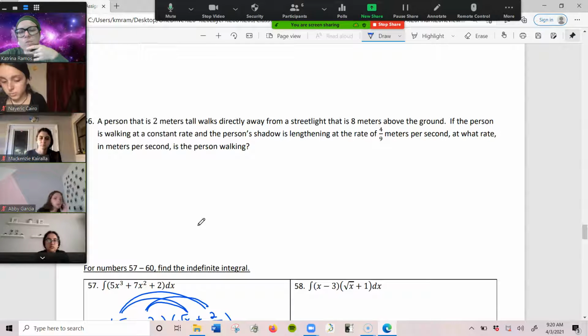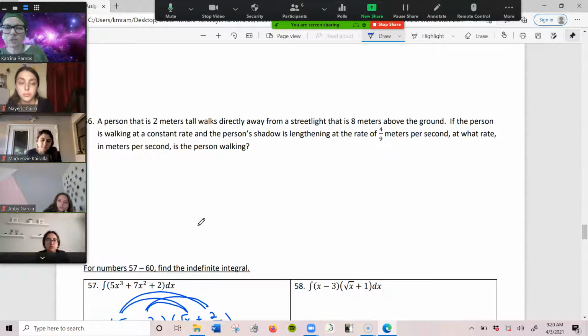A person that is 2 meters tall walks directly away from a street light that is 8 meters above the ground. If the person is walking at a constant rate and the person's shadow is lengthening at the rate of 4 over 9 meters per second, at what rate in meters per second is the person walking? Okay, so this is a related rates question because we're given rates. Okay, let's set this up.